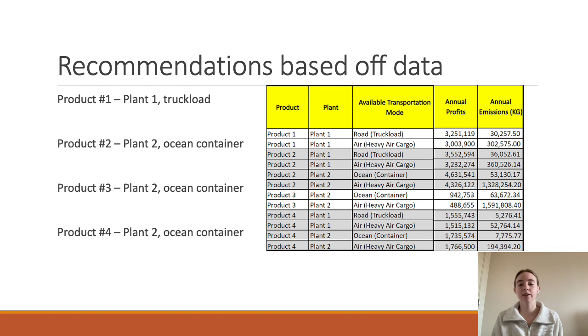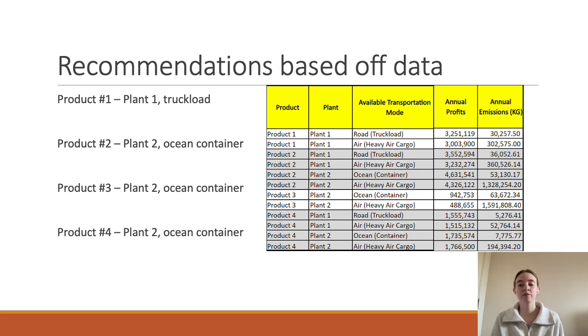This option has slightly higher emissions than that of the truckload, but also comes with higher profits. The annual profits will be $4,631,541 with annual emissions of 53,130.17 kilograms. For product 3, we suggest Chocolate Hawkeye utilize plant 2 and the ocean container. Your company will make a profit of $942,753 and emissions of 63,672.34 kilograms. This option has substantially higher profits and much lower emissions.